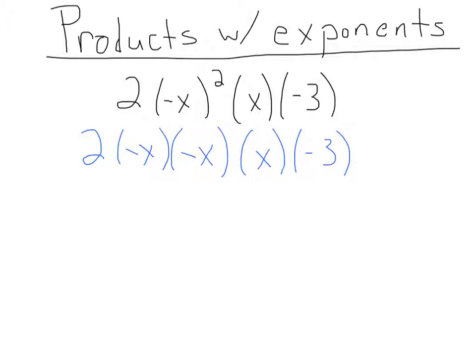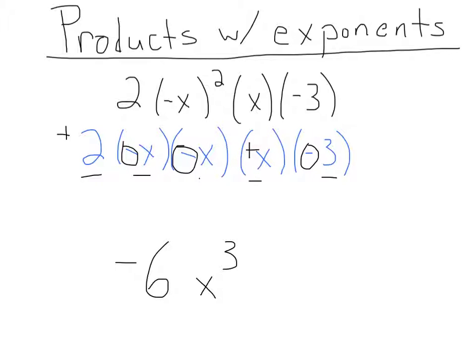So first I'm going to figure out what my signs are. Well, positive times a negative is a negative, times a negative is a positive, times a positive is a positive, times a negative is a negative. Now I'm going to deal with my numbers. So 2 times 3 gives me 6. Now I have 1, 2, 3 x's, so I have x cubed. So our answer is -6x to the 3rd power.